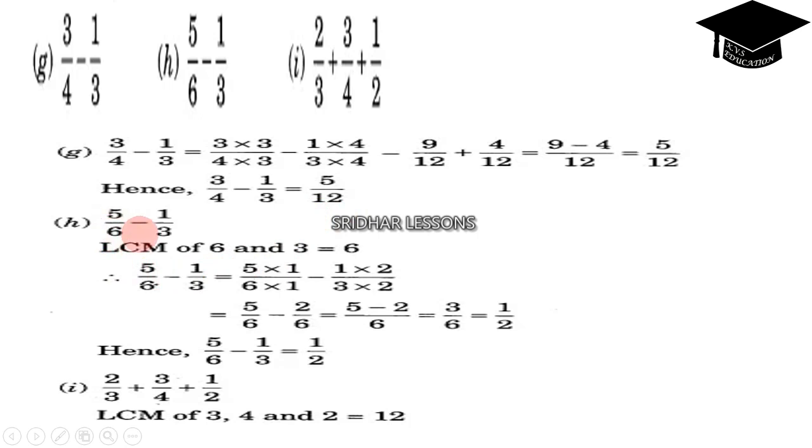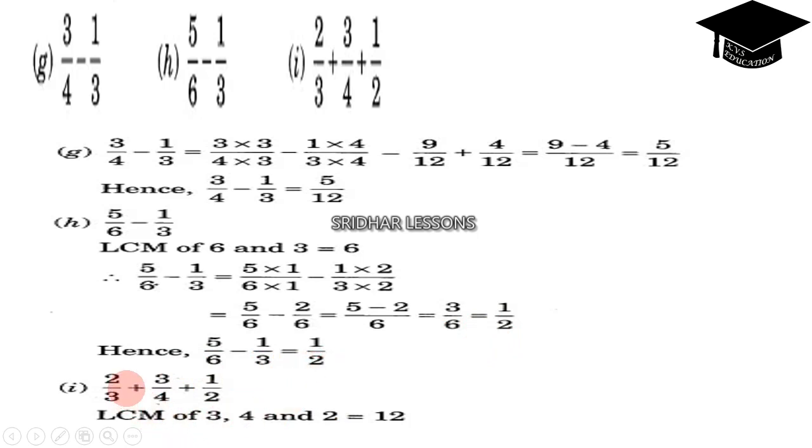Next, 5 by 6 minus 1 by 3. We are again making the common denominator by multiplying 5 by 6 with 1 by 1. There is no need to change that denominator because these are simple numbers. Minus 1 by 3 is multiplied with 2 by 2 and becomes 2 by 6. Whenever they have the common denominator, we can subtract: 5 minus 2 is equal to 3 by 6, which simplifies to 1 by 2. Hence 5 by 6 minus 1 by 3 is equal to 1 by 2.